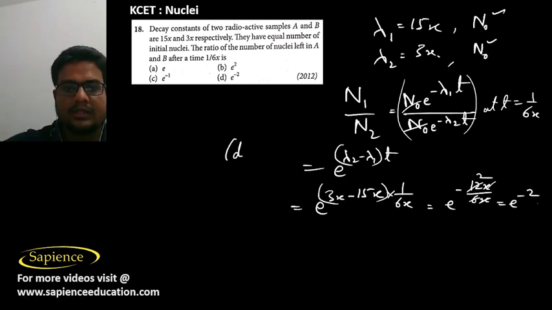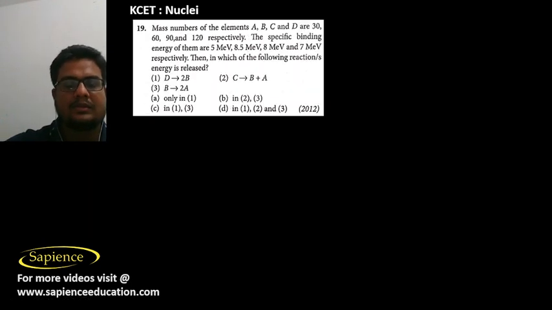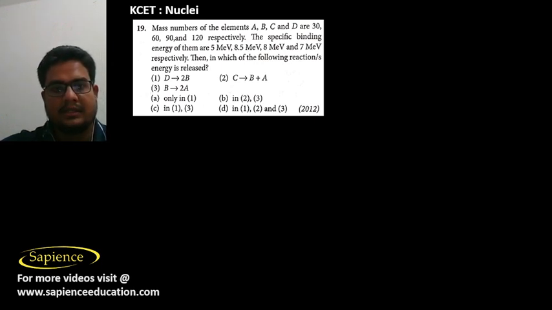So here option D is the correct answer. Then in question number 19, it is told that the mass numbers of the elements A, B, C and D are 30, 60, 90 and 120 respectively. The specific binding energies of them are 5 megaelectron volt, 8.5 megaelectron volt, 8 and 7 respectively. Then in which of the following reactions is energy released?